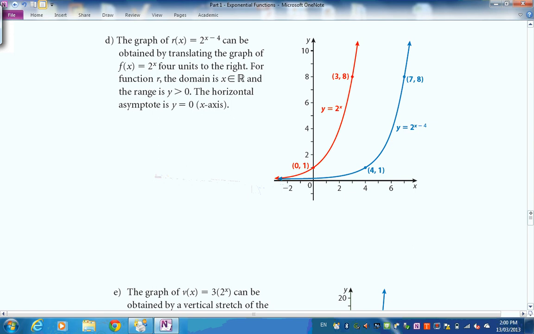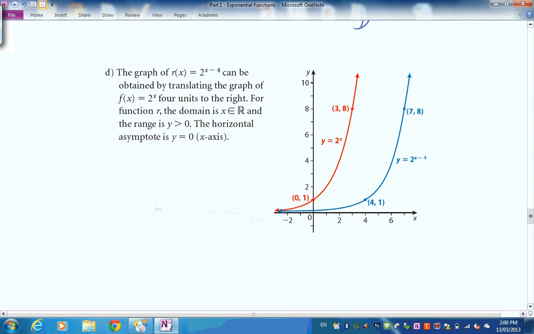So in this one, 2 to the x take 4. Let's just come down here and just have a look at that one. So what have we done here?